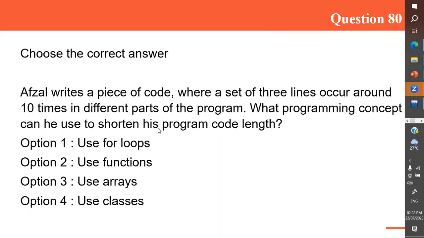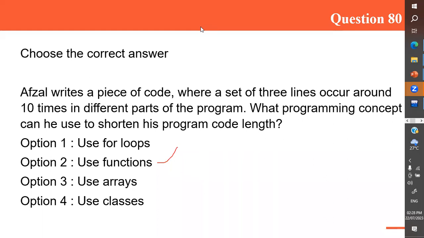Okay, that's an easy question, I guess, right? Afzal writes a piece of code where a set of 3 lines occur around 10 times in different parts of the program. Which programming concept can he use to shorten the program? So in different parts it is there. So we have to use functions. What is a function? A set of lines which perform some specific task. That's all right.